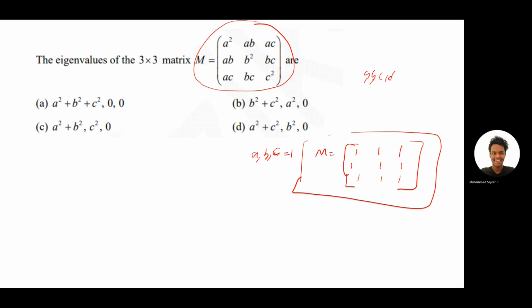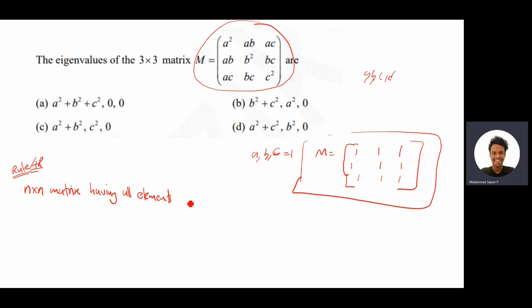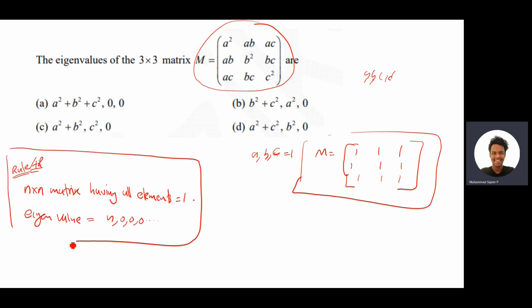So there is a rule, or we can say a tip. If we have an n by n matrix, here we have a 3 by 3 matrix, but in general an n by n matrix, having all elements equal to 1, then its eigenvalues will be n, 0, 0, 0. Okay, this is a rule.